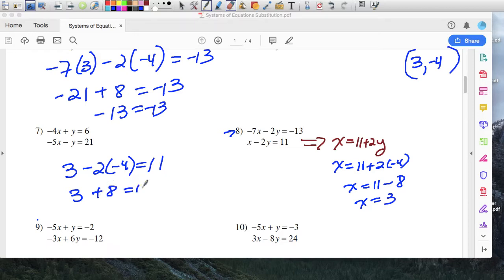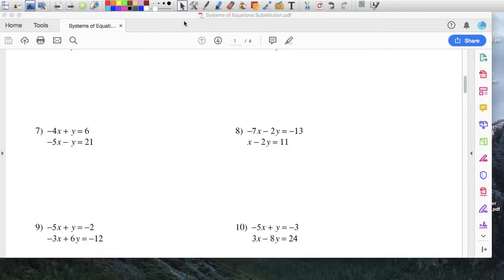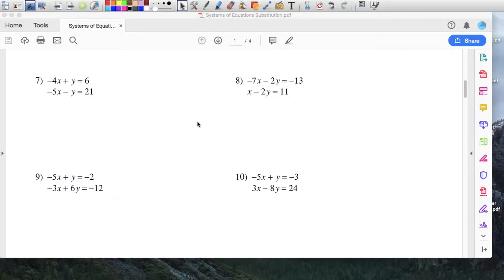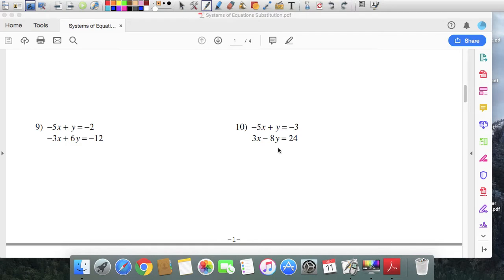Number 10. So for number 10, again, I have to pick one of these, right? Because you want to isolate either the y or the x. Pick whichever you think is easiest. Well, you notice that in the first equation, the y has no coefficient, so that's probably the easiest. So I get negative 5x plus y equals negative 3.